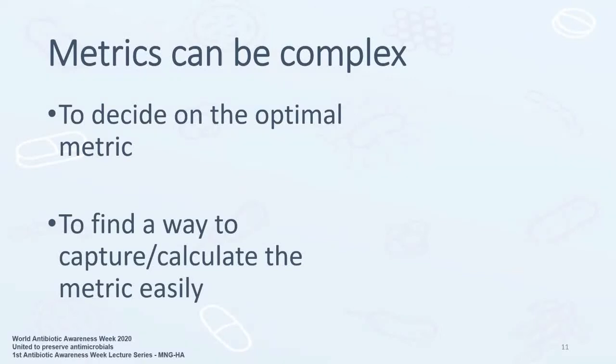Metrics can be quite complex if you don't take a minute to understand the concept behind them. It's important to decide on the optimal metric. Do we use antibiotic usage just as an absolute value, like we used 10 grams of meropenem the past year, or do we use another metric? We also need to find a way to capture and calculate the metric easily. So where can I get the data from? How can I make sure the data is valid, validated and accurate?